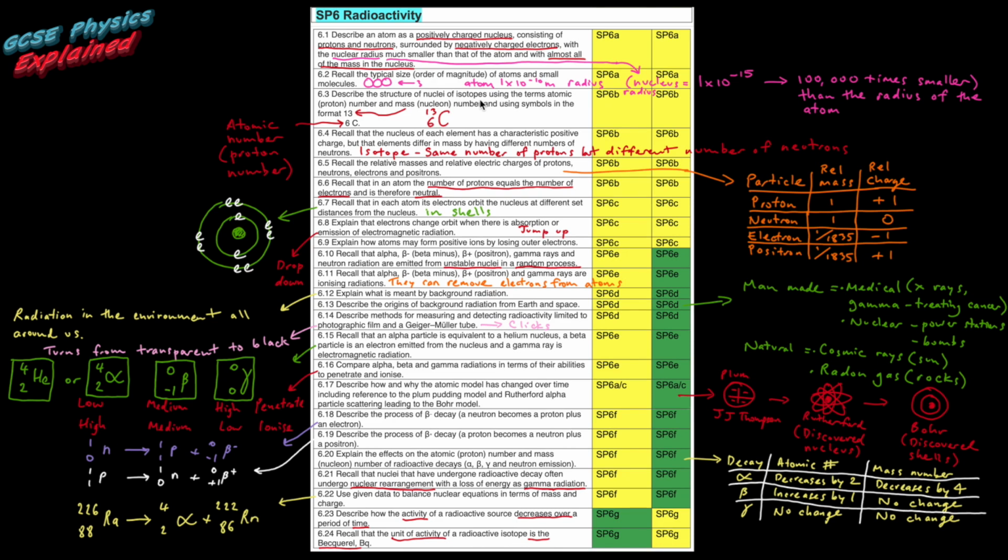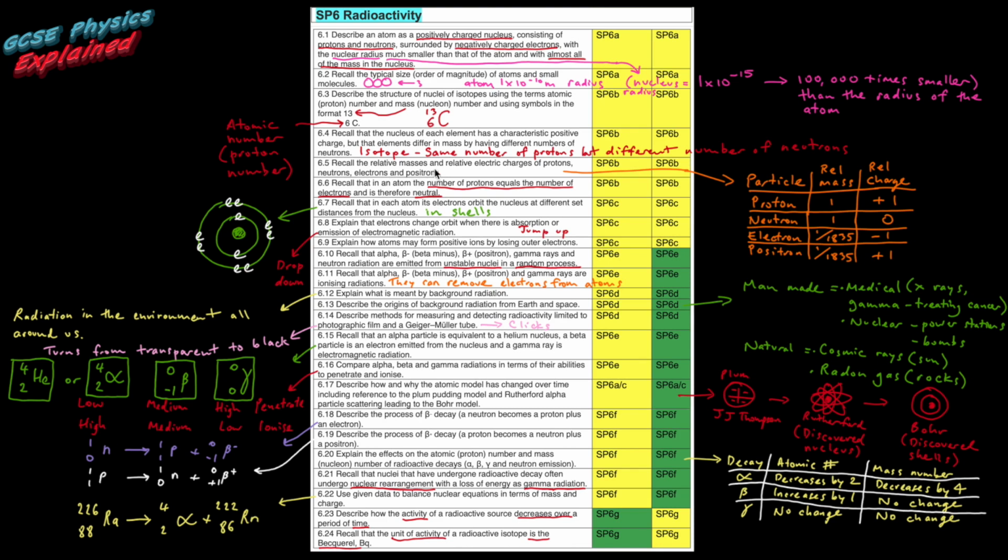Describe the structure of nuclei of isotopes using the terms atomic or proton number and mass or nucleon number, and using symbols in the format carbon-13, 13 over 6 C. In other words, the mass number on the top, proton number or atomic number on the bottom, and the symbol to the side. Recall that the nucleus of each element has a characteristic positive charge, but that elements differ in mass by having different numbers of neutrons. In other words, it's explaining an isotope. You basically say an isotope's got the same number of protons, but a different number of neutrons. Thank you very much, 2 marks.